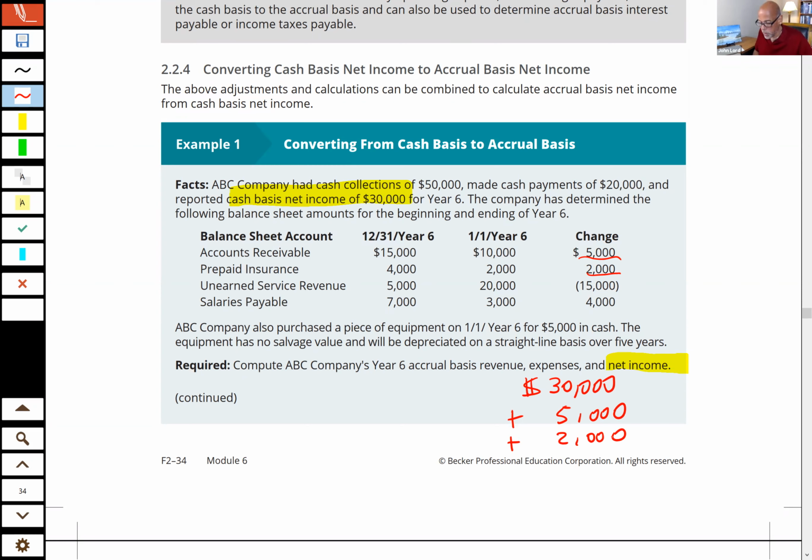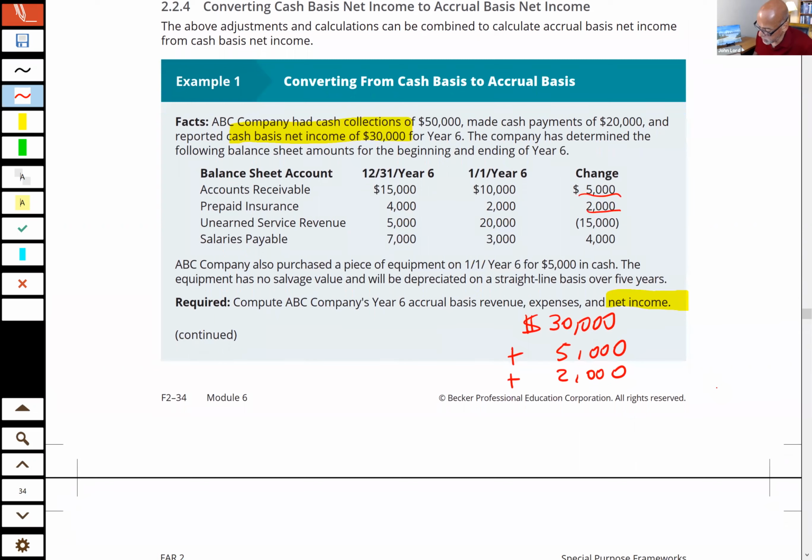My unearned service revenue went down for the period, didn't it? The flashcard tells me that for liabilities, do the opposite. So since it went down, I'm going to add it, because I do the opposite for liabilities. And then salaries payable went up. So I'm supposed to do the opposite. I need to do what?